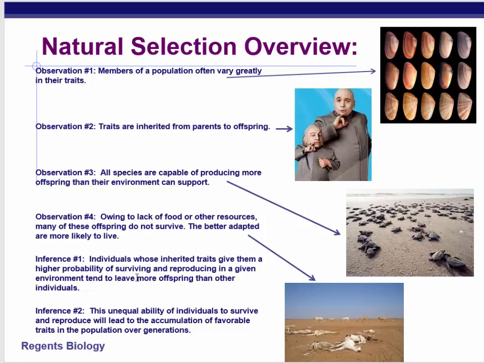So the first inference is, individuals whose inherited traits give them a higher probability of surviving and reproducing in a given environment tend to leave more offspring than other individuals. In other words, if you have a good trait, a trait that is beneficial to you, then you are more likely to survive and to have offspring yourself than an organism that does not. The second inference, this unequal ability of individuals to survive and reproduce will lead to the accumulation of favorable traits in the population over generations.